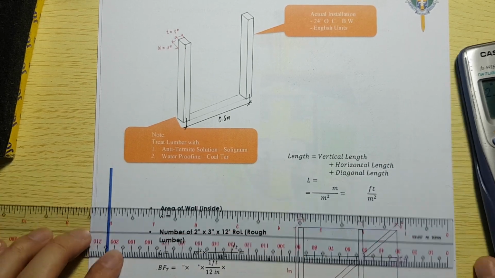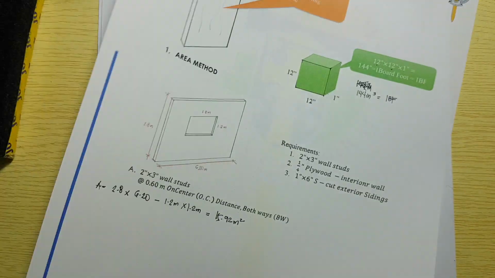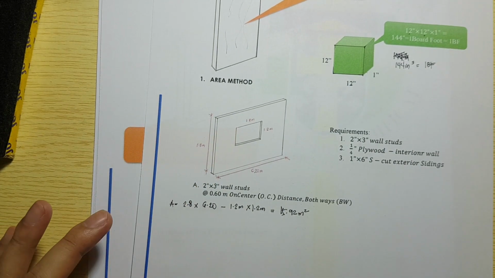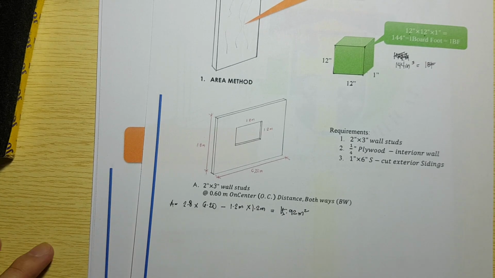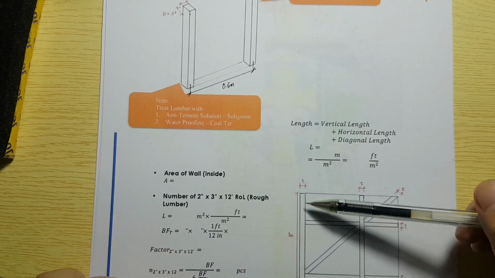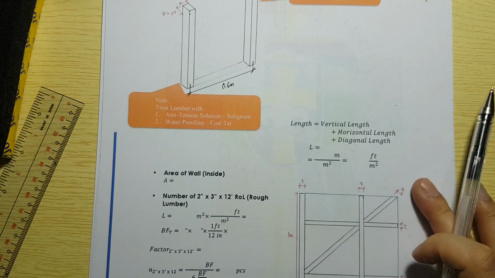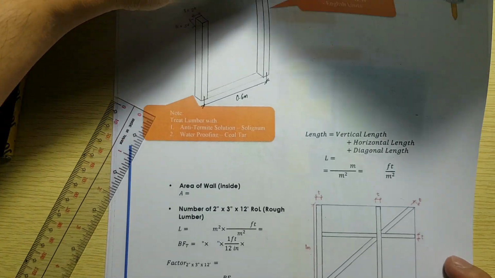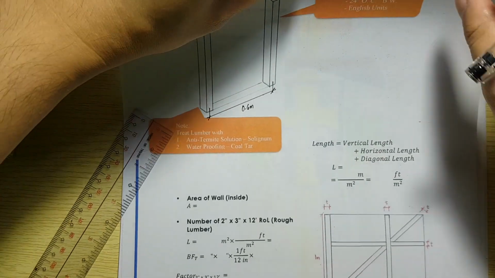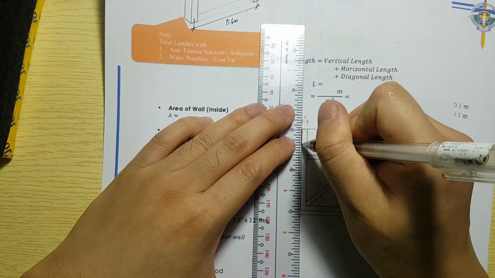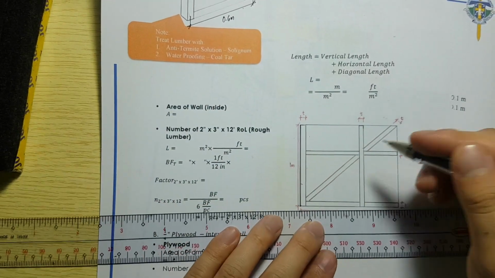After solving for the area, the next thing that we need to do is to determine the length of lumber that would fit into 1 square meter. So imagine we have here the 1 square meter area. This is our 1 square meter area, 1 meter by 1 meter. This one here.